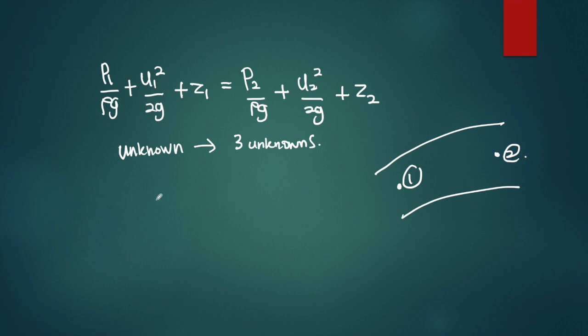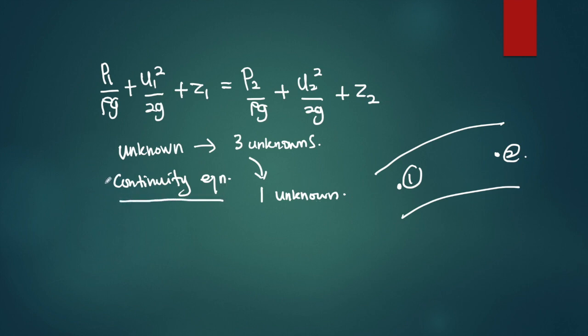At this point, we sometimes use the continuity equation in order to reduce these unknowns. Maybe from three unknowns you will be left with only one unknown by using the continuity equation. The continuity equation will help Bernoulli's equation reduce the number of unknowns from 3 to 1. It depends on what your objective is for solving that equation.